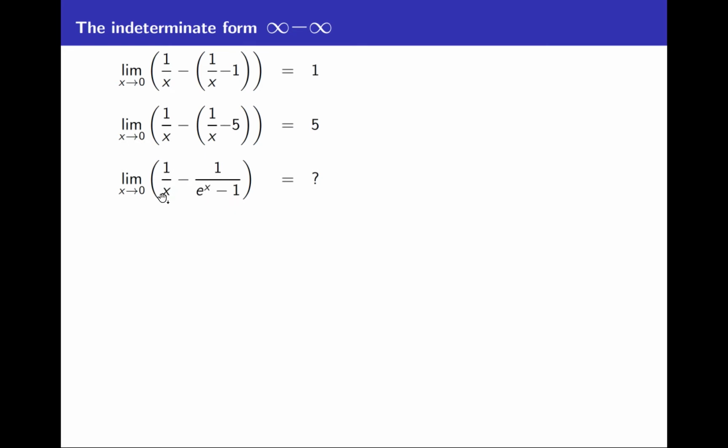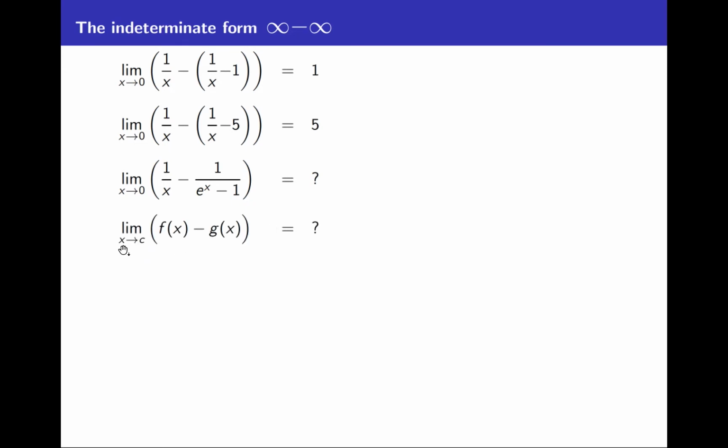1 over x is approaching infinity as x goes to 0. And what about this other term? The bottom is e to the power of x minus 1, and x is approaching 0, so e to the power of x is getting closer and closer to e to the power of 0, which is 1. So the denominator is getting closer and closer to 1 minus 1, or 0. So this reciprocal is getting bigger and bigger and bigger. So this limit has the form infinity minus infinity as well. And it's not obvious what it equals, or even if it exists, the way it was for these two that had form infinity minus infinity.